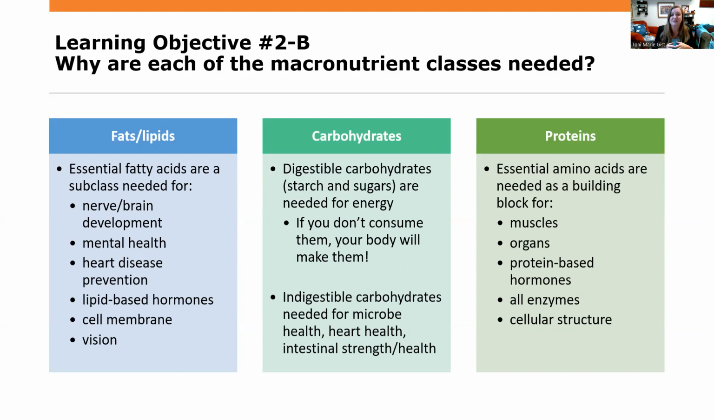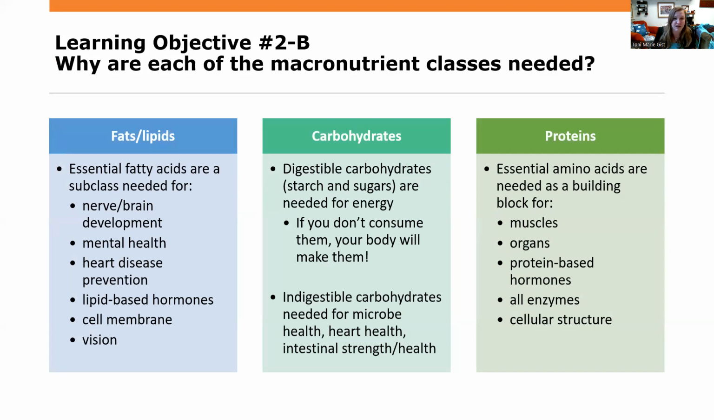And these essential fatty acids help with nerve and brain development. They help with mental health functioning. They help with heart disease prevention. They help us produce lipid-based hormones. Every single one of our cells has a lipid bilayer cell membrane, which lipids obviously help make up, and it even helps with vision. So definitely, we want to make sure we have those essential fatty acids in our diet.